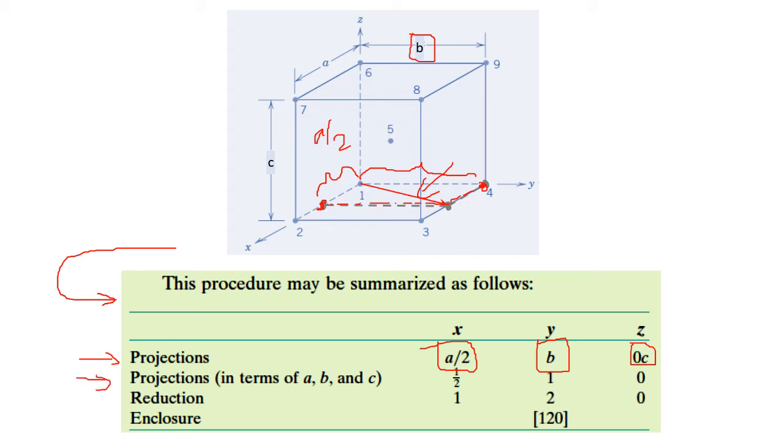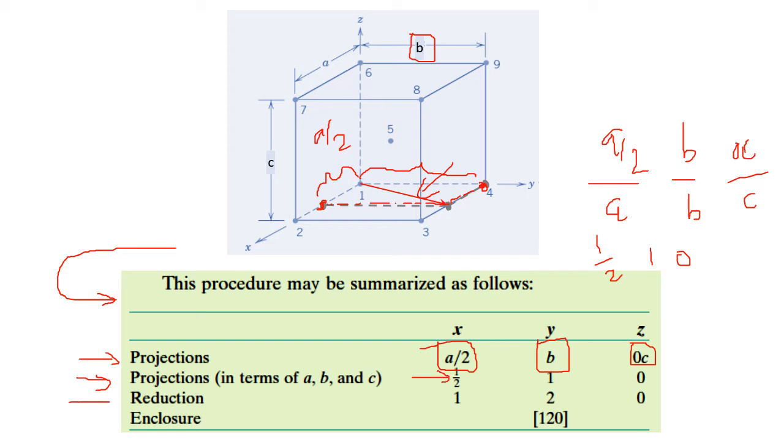Then in the second step, the projections were written in terms of a, b and c. That means we divided the projections by the corresponding lattice parameters. So a by 2 was the projection length along x-axis, and we divided a by 2 by the lattice parameter along x-axis, which was a. Similarly along y-axis, b by b, and then 0c by c. So after this, we got half, 1 and 0. So that's how we got the second step.